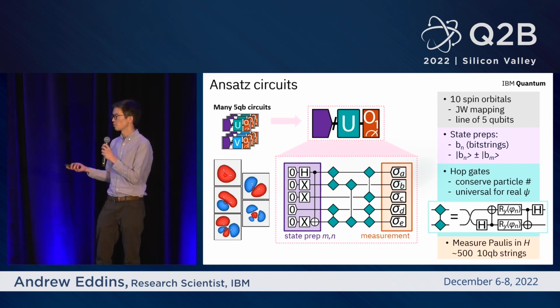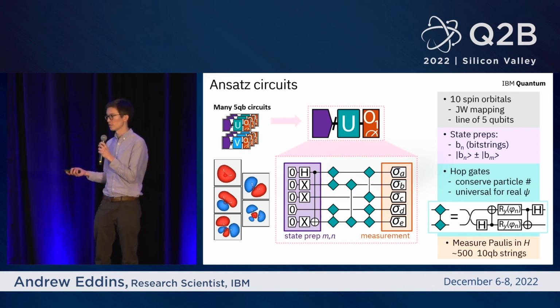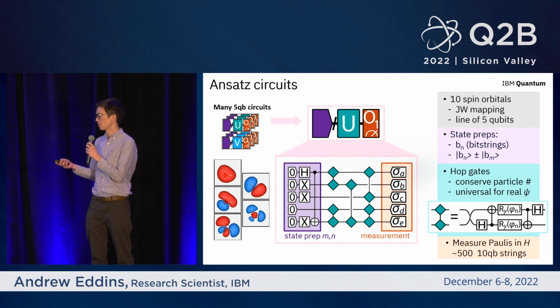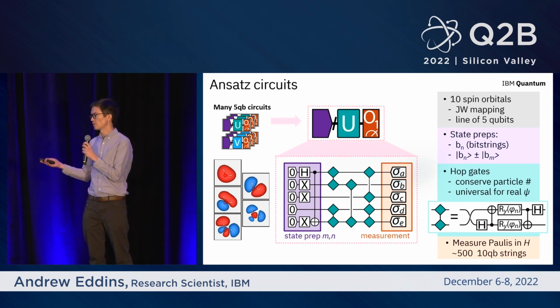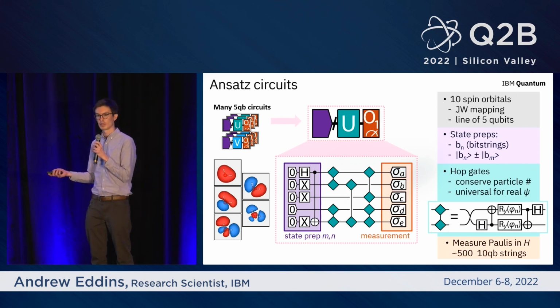We act on those with our parameterized gates. We called these particular gates hop gates. They have some nice properties for chemical simulations. And then that's the parameterized, optimized part of the circuit. And then we measure the necessary Pauli operators to reconstruct the energy.